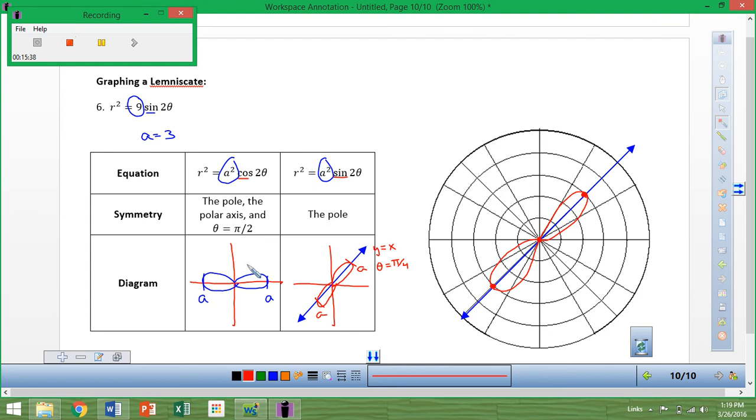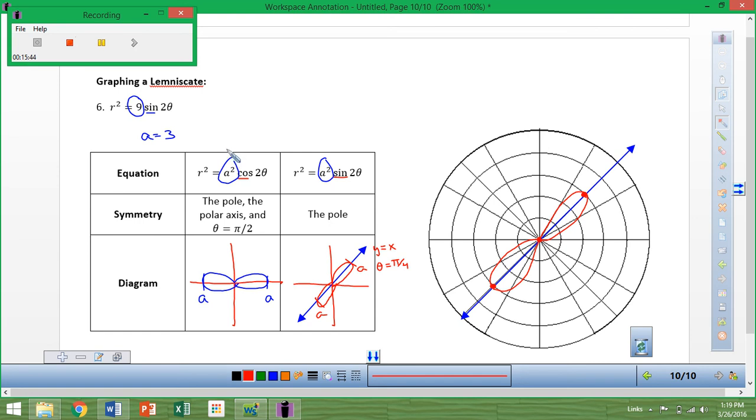So these are really easy because it's just going to be one of these two things every single time, and you just need to determine what a is. Okay, so those are basically all of our graphs that we have. Again, just remember they can take on slightly different shapes. Like for the limaçon, I only graphed the cardioid. They can take on different shapes.